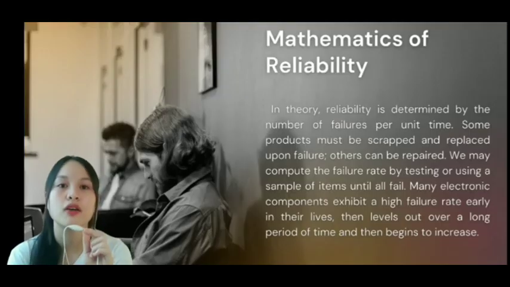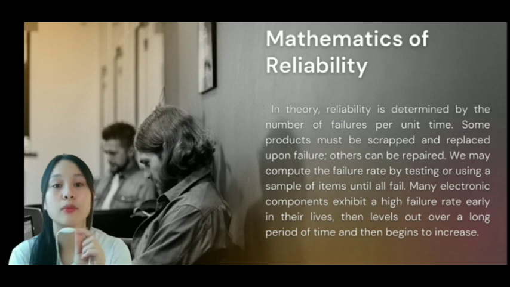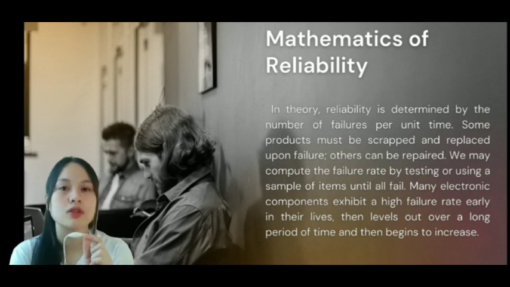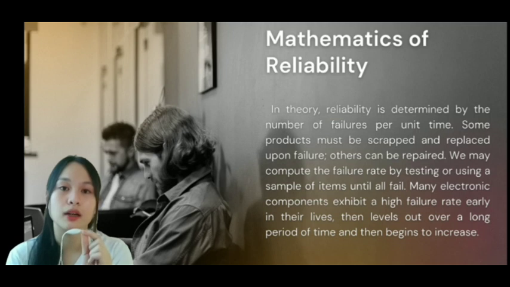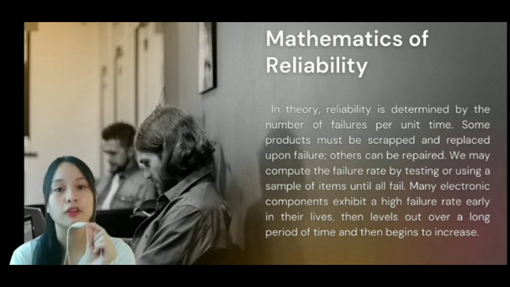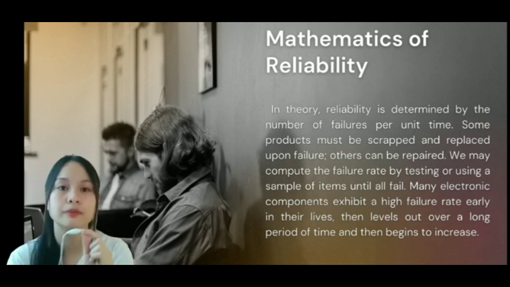So, sa theory daw, ang reliability is determined by the number of failures per unit time. So, yung ibang products must be scrapped and replaced upon failure. Others can be repaired. Pwede natin i-compute yung failure rate by testing or using a sample of items until lahat ng yun ay mag-fail. Marami din electronic components exhibit ay merong high failure rate early in their lives.